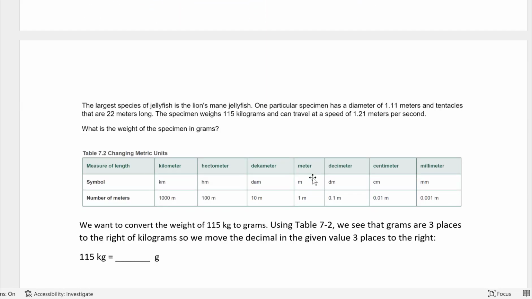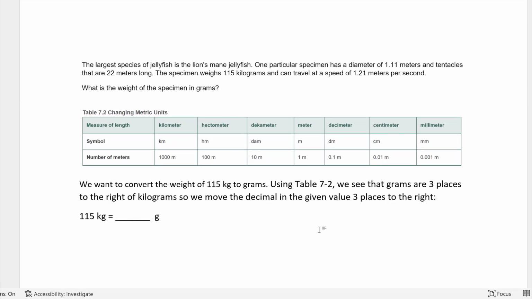All right, and lastly, let's look at this jellyfish. There's a species of jellyfish, and the largest one is the lion's mane jellyfish. One particular specimen has a diameter of 1.11 meters and tentacles that are 22 meters long. The specimen weighs 115 kilos and can travel at a speed of 1.21 meters per second. What's the weight of the specimen in grams?